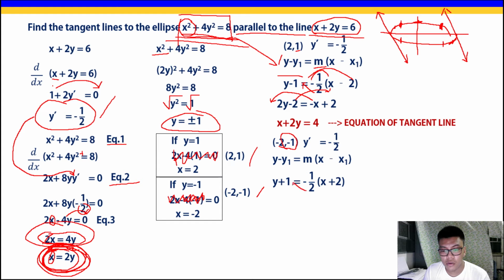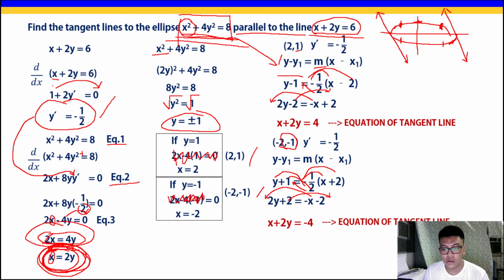So, multiply natin yung 2. Distribute lang natin. Okay? So, 2 times y, 2y plus 2 is equal to negative x times, okay, negative times positive with negative ulit. So, negative x minus 2. So, lipat lang ulit sa kaliwa, lipat sa kanan. So, we have x plus 2y is equal to negative 4. So, ito ngayon yung isang equation ng ating tangent line.